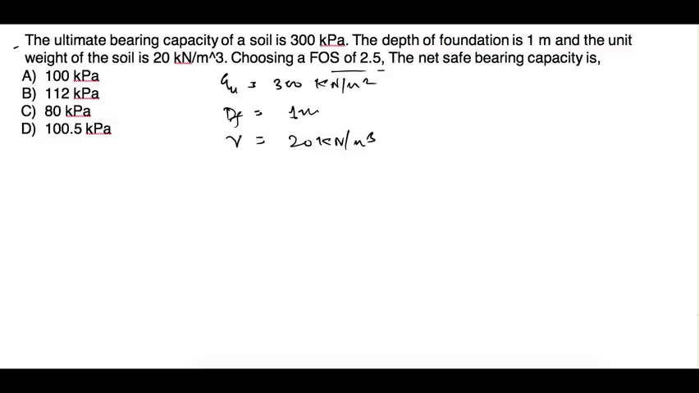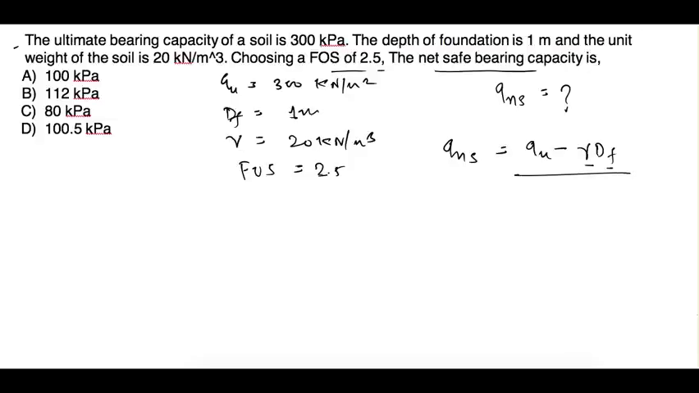Choosing a factor of safety of 2.5, the net safe bearing capacity is. We have to find out the net safe bearing capacity, and factor of safety is given as 2.5. So it is a straightforward question. Net safe bearing capacity is equal to ultimate bearing capacity minus surcharge or overburden pressure, that is gamma times dF, divided by factor of safety. So we just have to put the values. Ultimate bearing capacity is 300 minus 20 into 1, divided by 2.5. So from here it comes out to be 112 kilonewton per meter square. That is B, the answer.